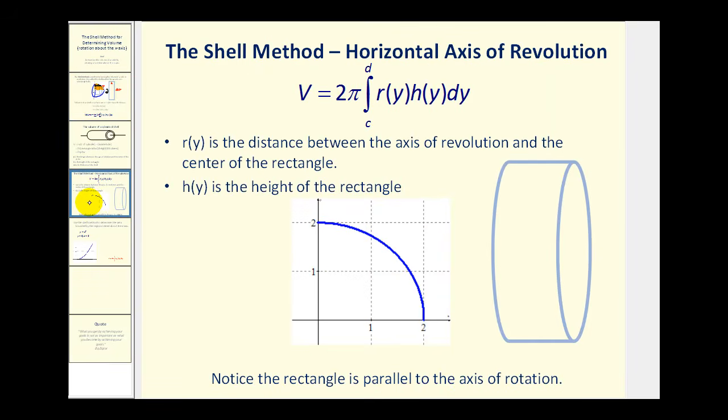So to formalize this, we have the volume is equal to 2 pi times a definite integral from c to d of r of y times h of y with respect to y, where r of y is the distance between the axis of revolution and the center of the rectangle, and h of y is the height of the rectangle.